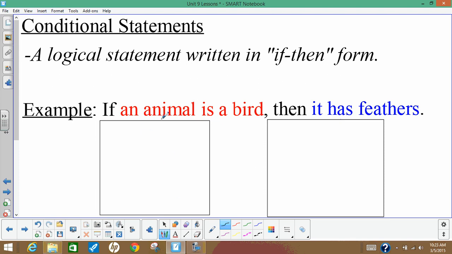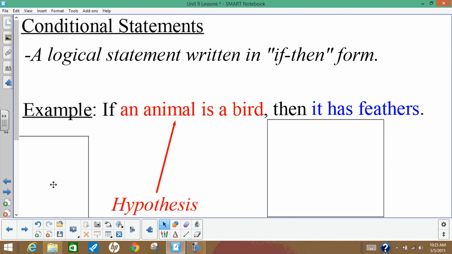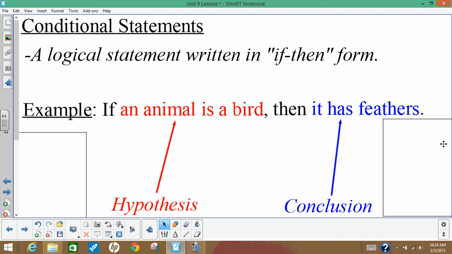So this part here in red is what we call the hypothesis. An if-then statement is going to have two parts. It's going to have the hypothesis, which is just the words after the word if. So if is not included in the hypothesis. We also have a second part called the conclusion. So this part in blue, the words that come after the word then, that's the conclusion. So the hypothesis is an animal is a bird. The conclusion is it has feathers. The if and the then are just the words that make this thing a conditional.